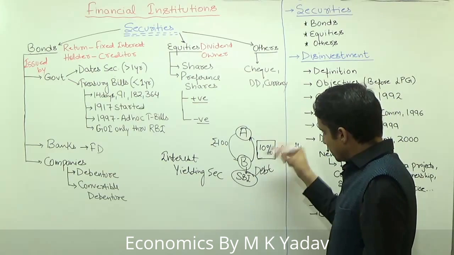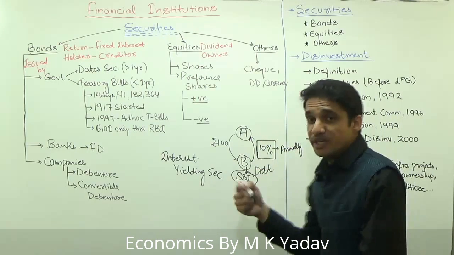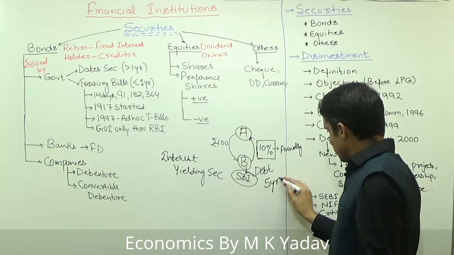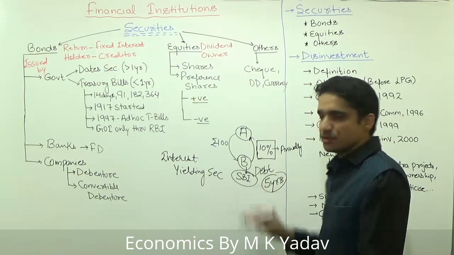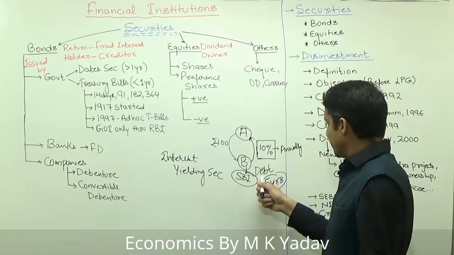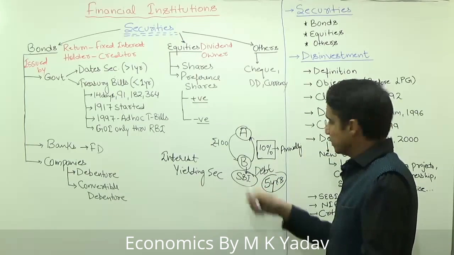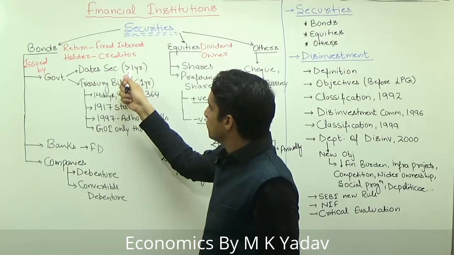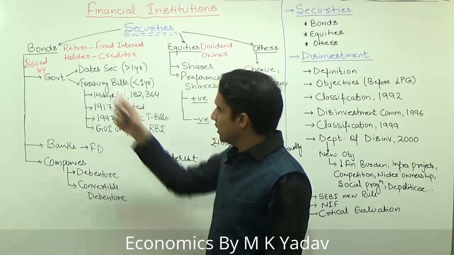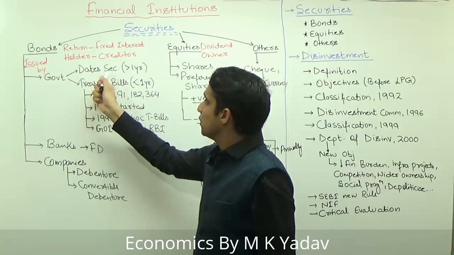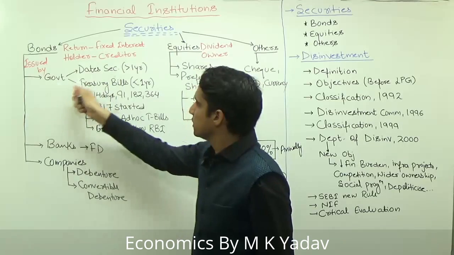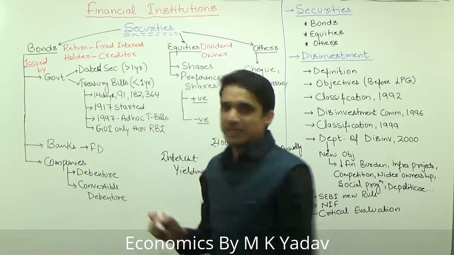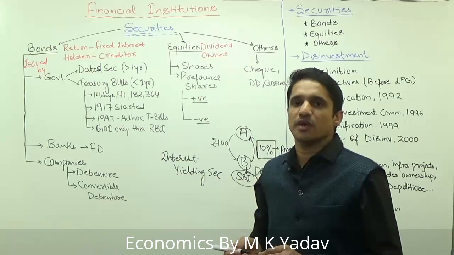So 10% interest rate will be given annually for how many years? Suppose SBI has issued for 5 years. Then the maturity of this bond becomes 5 years. If SBI is issuing for 1 year, the maturity becomes 1 year. If the maturity period is more than 1 year, then the security or bond issued by government is known as dated security, or we can say government dated security.